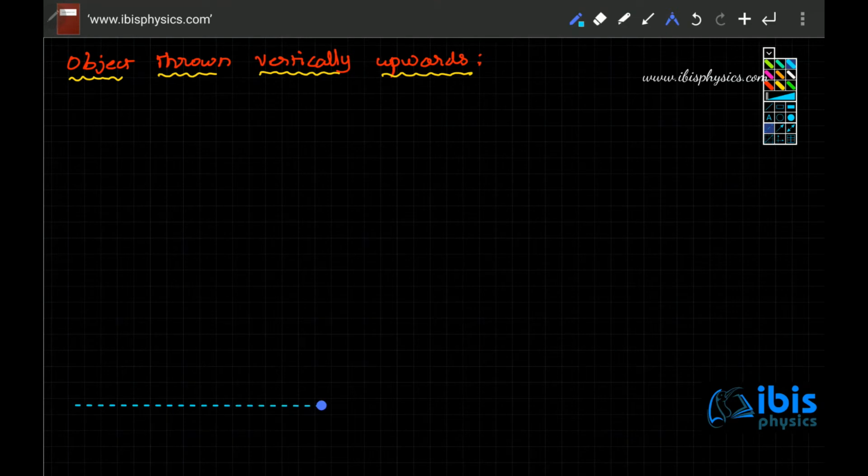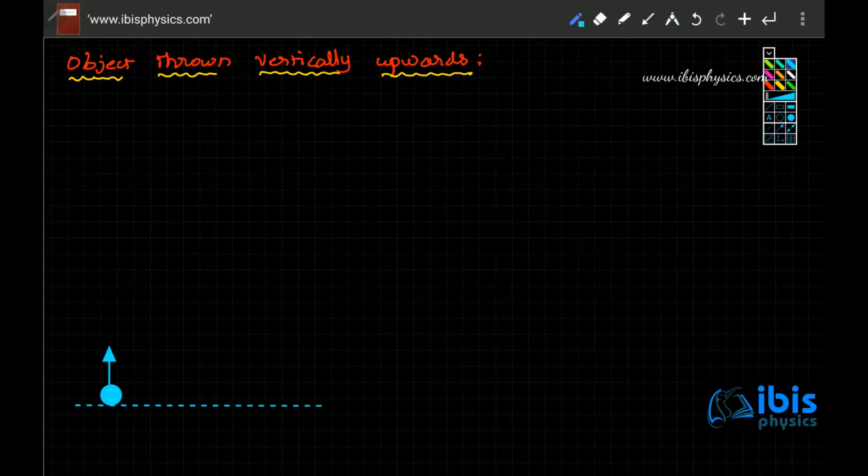In the previous video we saw how, for an object dropped from a height, we can calculate the displacement and the height. Here you have an object that you are going to throw vertically upwards. What if an object is thrown vertically upwards? How far does it go up, how much time does it take, and how much height does it attain? Let me give an example.